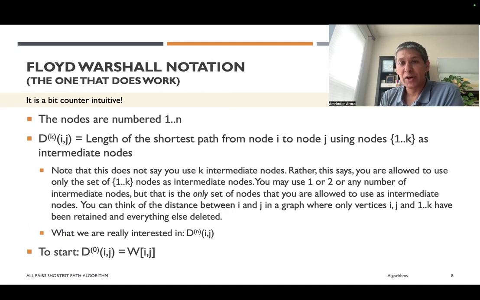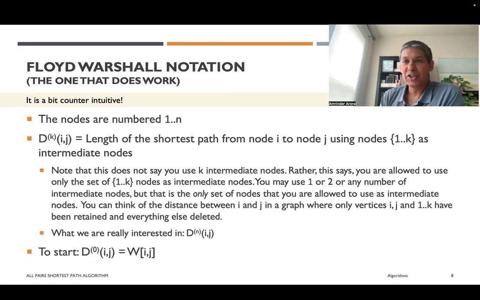Now, this does not say that you have to use k intermediate nodes or any particular number of intermediate nodes. You could use one of them, none of them, two of them. But these are the only nodes that we are allowed to use as our intermediate nodes.